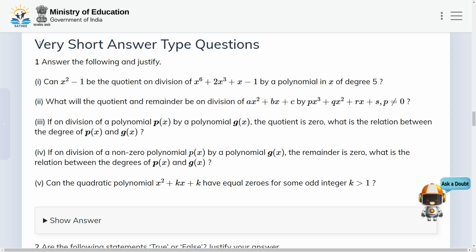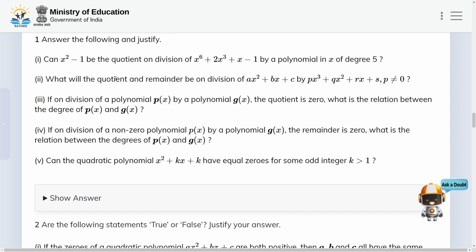So in this section we will discuss very short answer type questions. Okay, so here, answer the following and justify. In the first one, we have: can x square minus 1 be the quotient on division of x to the power 6 plus 2x cube plus x minus 1 by a polynomial in x of degree 5? Okay, so let us check.